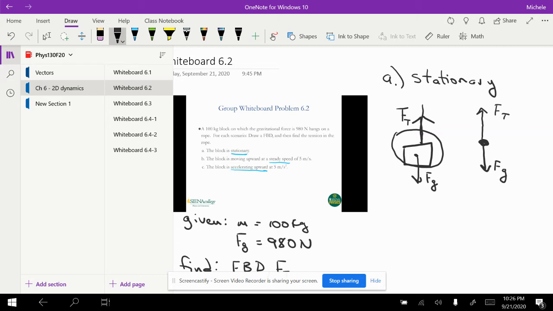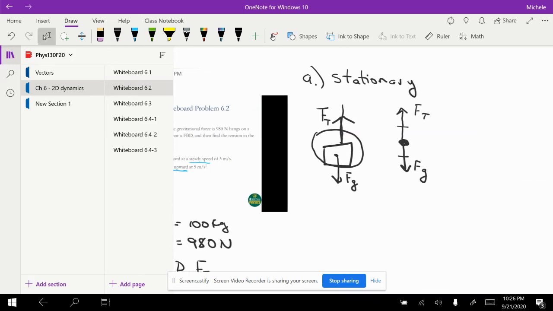Because it's stationary, I know it's not moving up or down, so it can't be accelerating. So these two arrows are the same, they're equal length. Now I'm going to take my model. The only forces here are in the y direction. Since it's not moving, it's also not accelerating, so the sum of the forces in the y direction is equal to 0. I take those right from my free body diagram: the force of tension and the force of gravity.